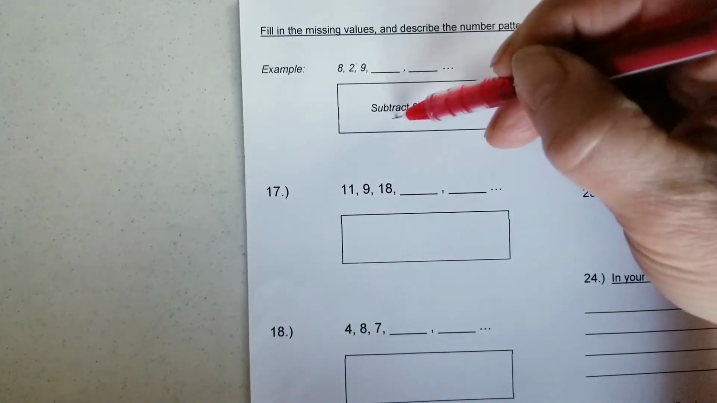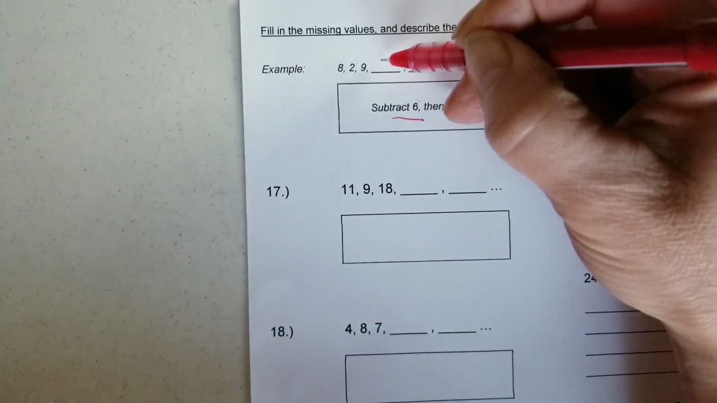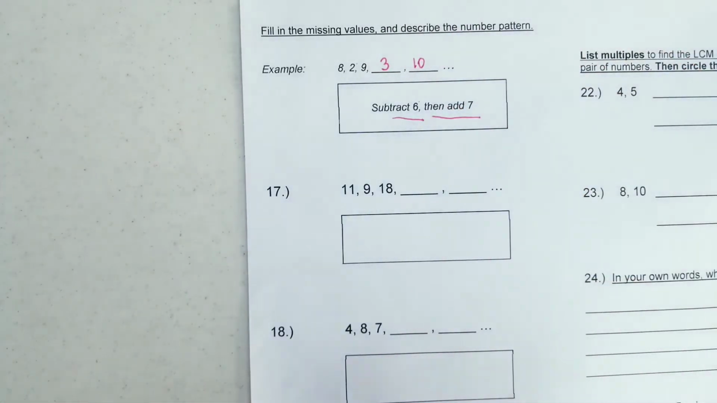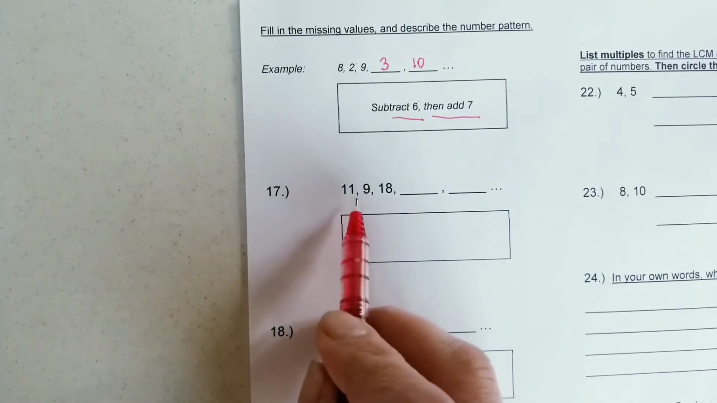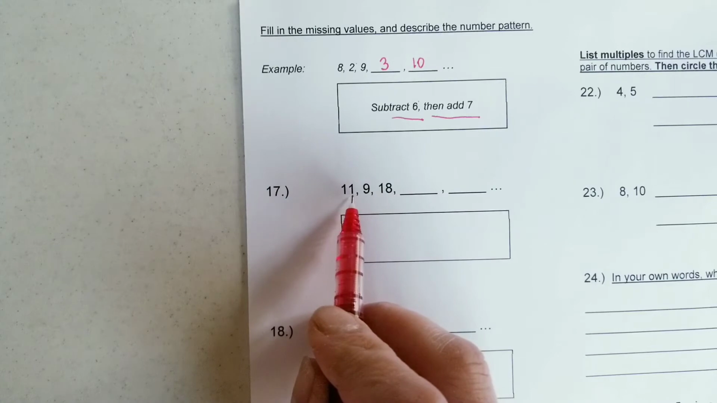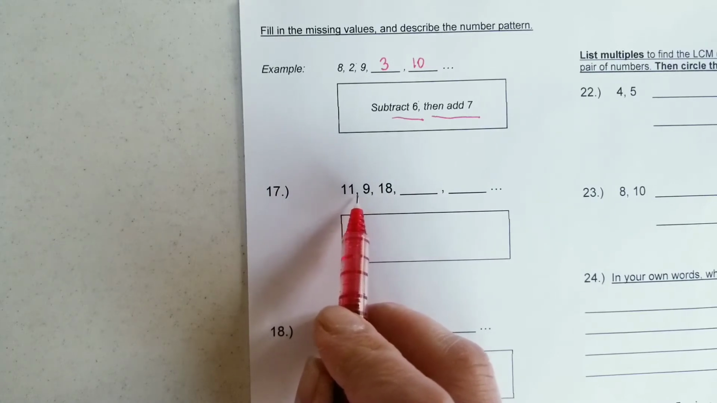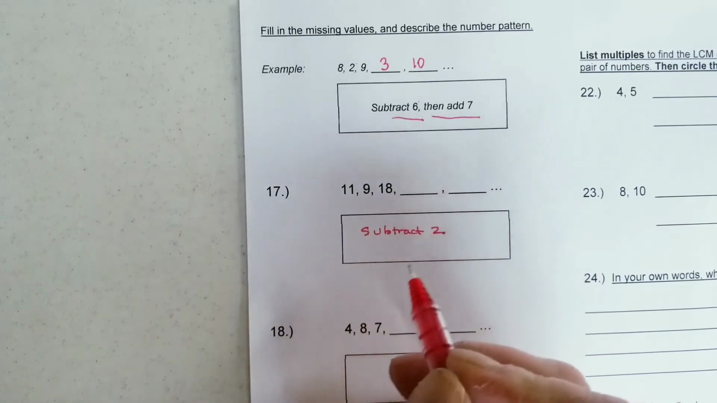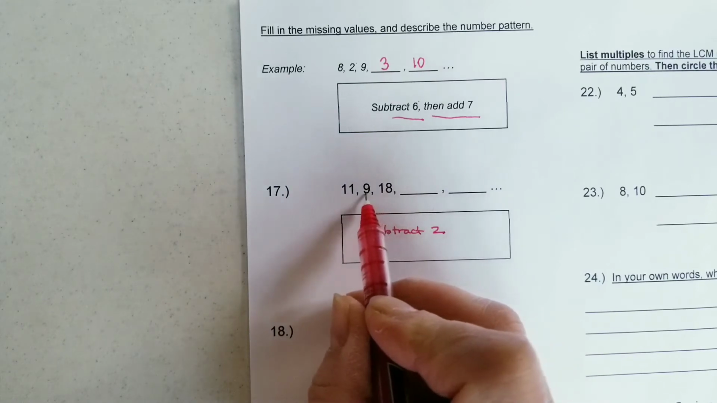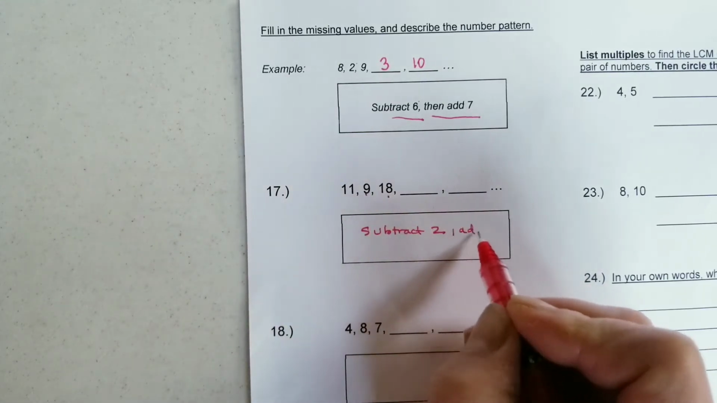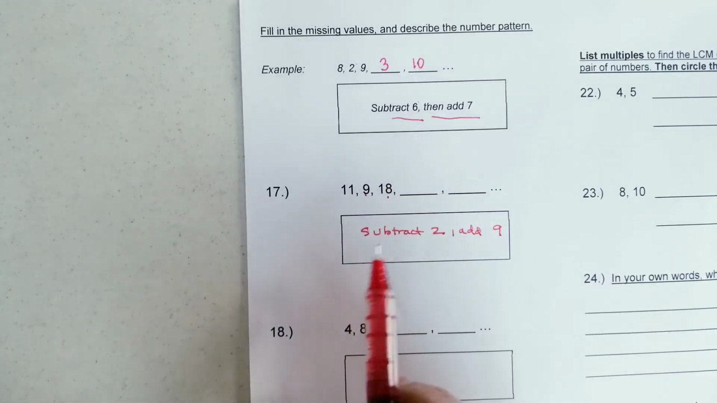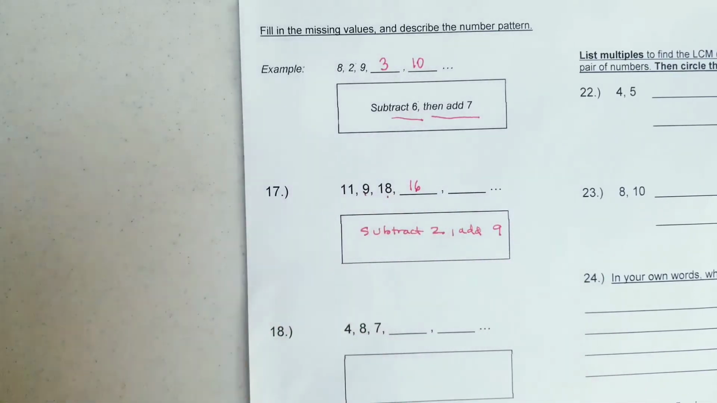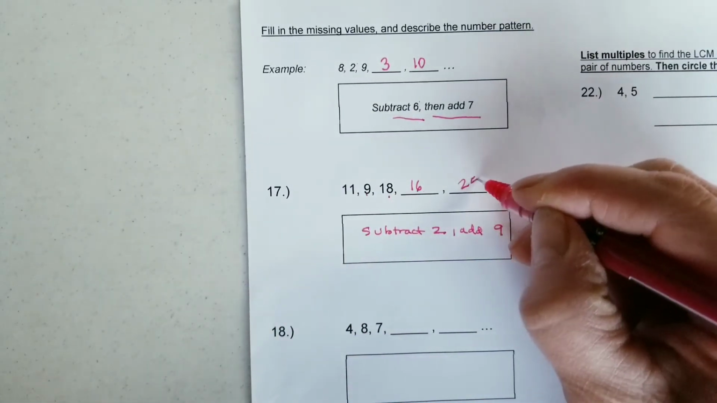Okay, so let's subtract 6 from 9. So 9 minus 6 is 3. Then add 7. 3 plus 7 is 10. Okay, let's move on to this one. 11 minus 9, or 11, 2 numbers down from 11 is 9. So we're going to subtract 2. Okay? And then 9 to 18, we're going to add 9. So with that pattern, subtract 2 from 18, that gives us 16, add 9, and that's 25.